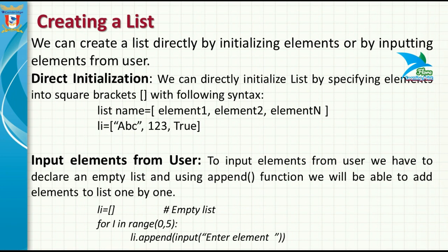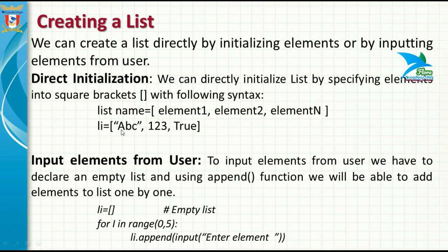Next we'll discuss how to create a list. We can create a list directly by initializing elements or by inputting elements from the user. So we have two ways to create a list: one is direct initialization, the second is inputting elements from the user. We can directly initialize a list by specifying the elements in square brackets. For example, if you want to create a list by directly initializing fixed values, you can make use of this syntax: the list name, then inside the square brackets, the list of elements.